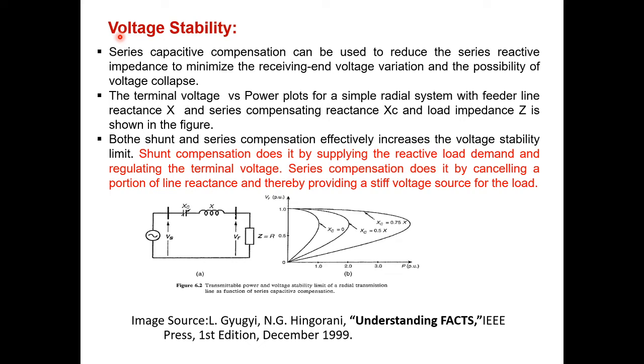Next one, in terms of voltage stability is also one more point here. Series capacitive compensation can be used to reduce the series reactive impedance to minimize the receiving end voltage drop and the possibility of voltage collapse. Try to remember only one point here. Voltage stability in the sense I would like to keep that entire voltage at 1 per unit. For that sake, if I choose shunt compensation, the entire voltage can be made unity if and only if it supplies the reactive power demand. Whereas in series compensation, it can occur with the help of reducing the line reactance value, that is, a reduction in the reactance value.